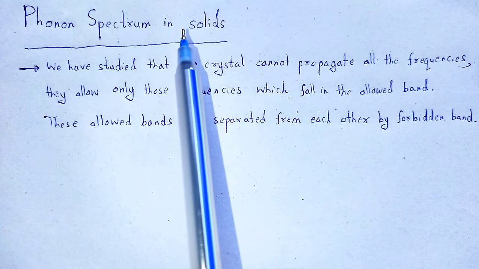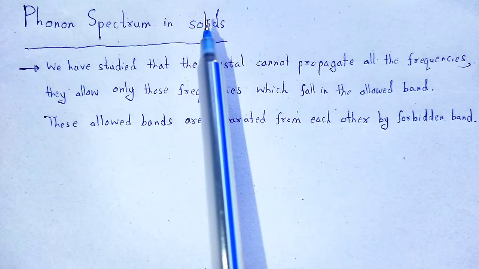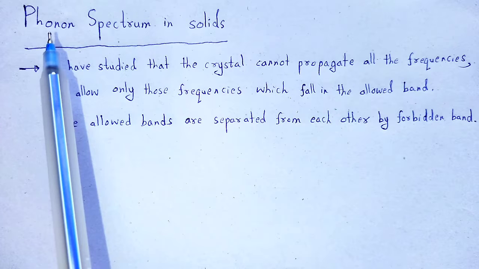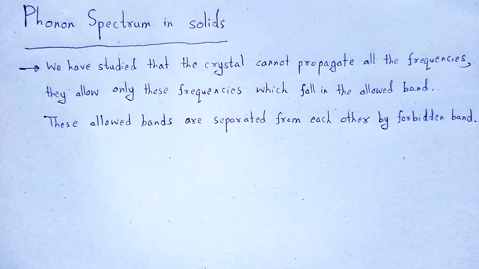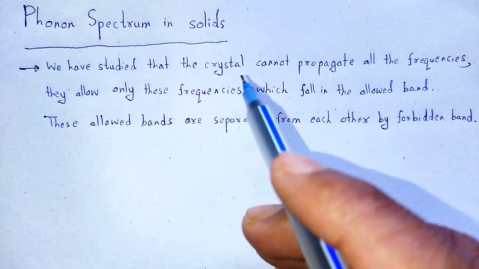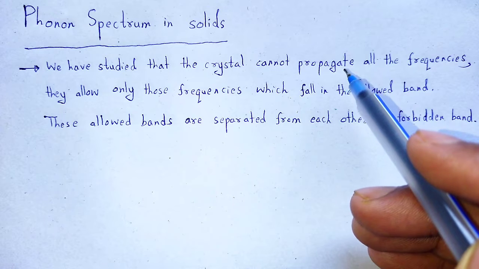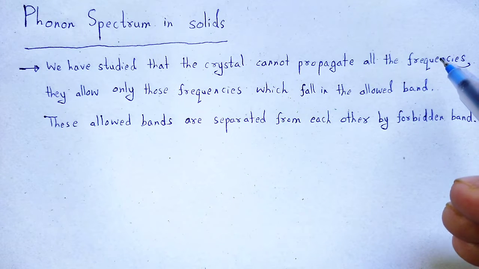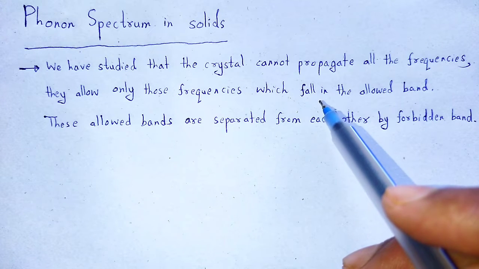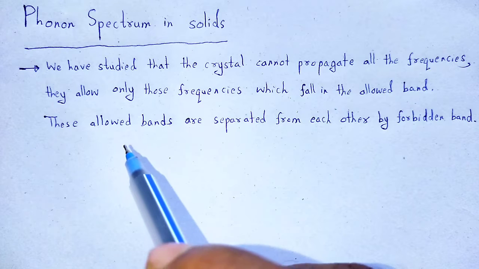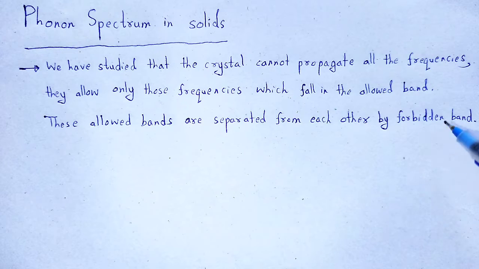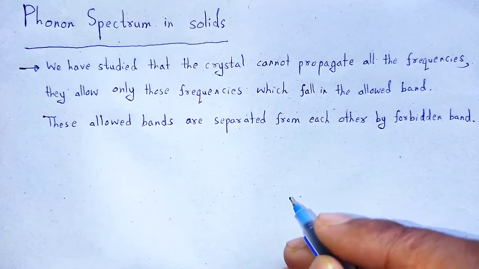But in case of solids, the spectrum we obtain is due to phonons. So, phonon spectrum in solids. We have already studied that the crystal cannot propagate all the frequencies. They allow only those frequencies which fall in the allowed band, and these allowed bands are separated from each other by forbidden band.